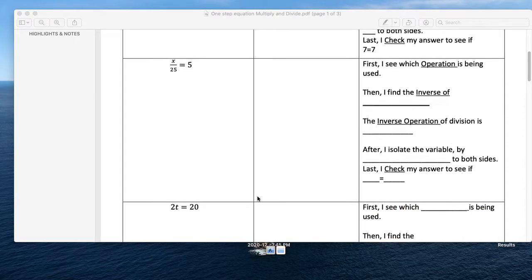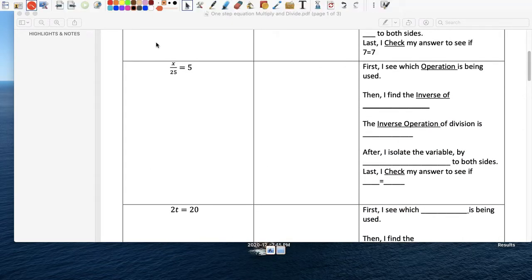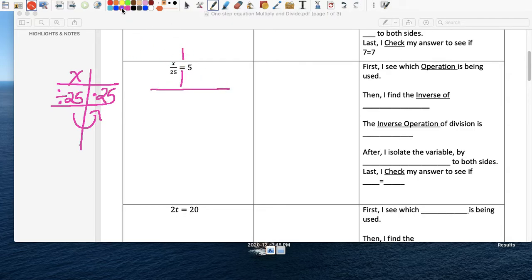Okay, so second one. Now here we have, again, here's my variable x. What's happening to the x? It's being divided by 25. So the inverse operation that I'm going to use is the inverse of division, which is multiplication, and I'm going to multiply both sides by 25. So again, split my equation in half. On the right side, I'm going to multiply by 25. And on the left side, I'm also going to multiply by 25.